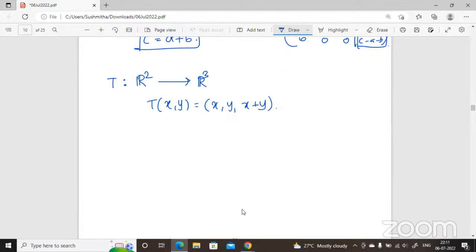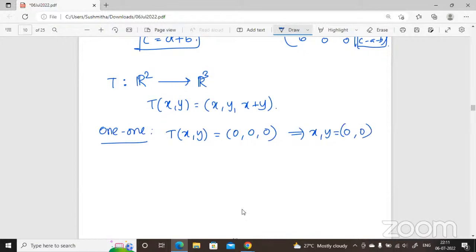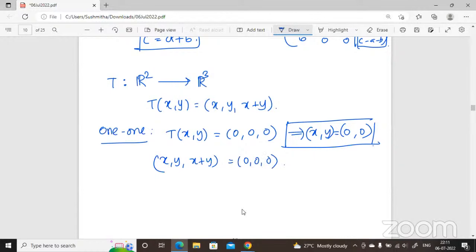Now, is this one-to-one? I want T of x comma y equal to 0 to imply x comma y is equal to 0, 0. This is what I want. I have x comma y comma x plus y is equal to 0, 0, 0. So this is one-to-one, right? This implies x is equal to 0, y is equal to 0. That's what I want. So this is one-to-one.